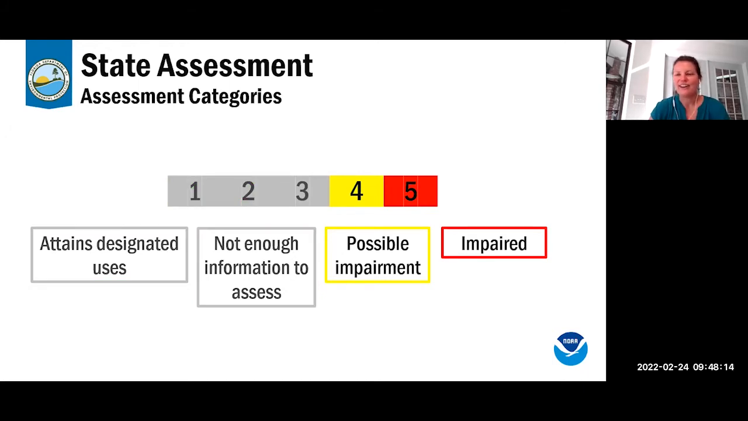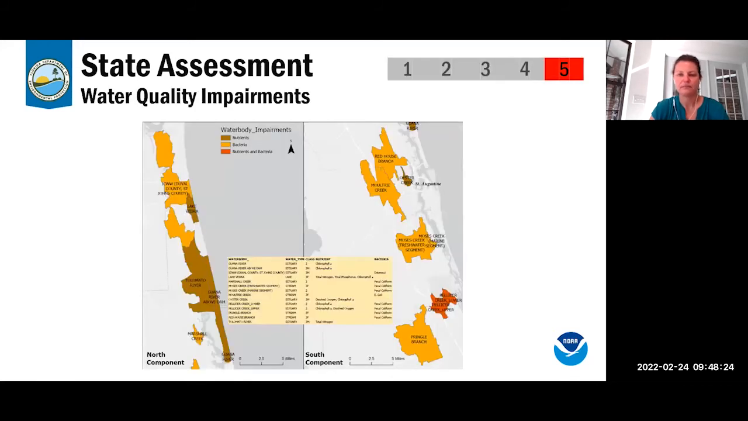So I don't have time to go into all the details of the assessment, but I wanted to share with you the impaired water bodies that were designated for the GTM estuary this year. So this is a map of all the water bodies that are impaired for nutrients or bacteria, or both. If you look at bacteria first, which is the gold polygons, you can see that there are quite a few water bodies with bacteria impairments. And most of them are the freshwater or brackish tidal creeks or tributaries to the estuary.